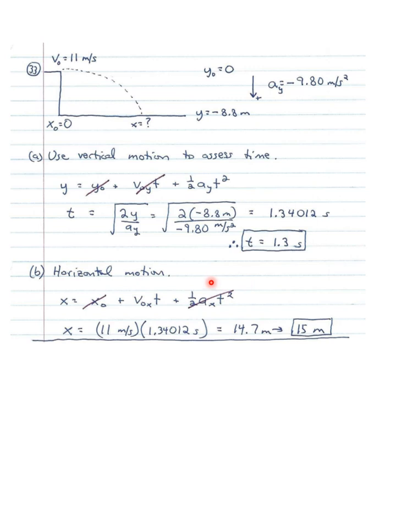Now in question B, we assess the horizontal motion. X equals x naught, which is 0, plus v naught x t, plus 1/2 acceleration x times t squared. And remember, there is no acceleration in the x direction, and so that goes to 0. We're left with x equals 11 meters per second times the time, 1.34012 seconds, and we're left with 14.7 meters. And because we're limited to two significant figures, I'll round that to 15 meters.